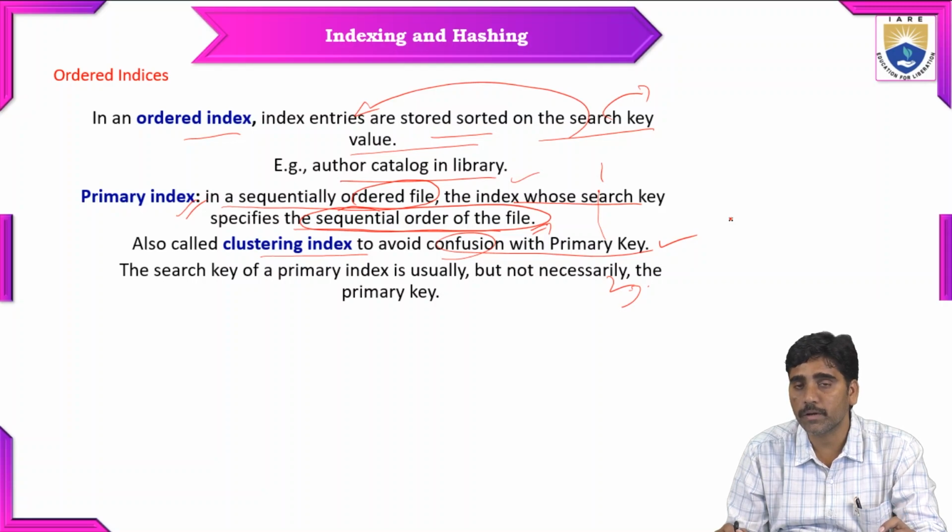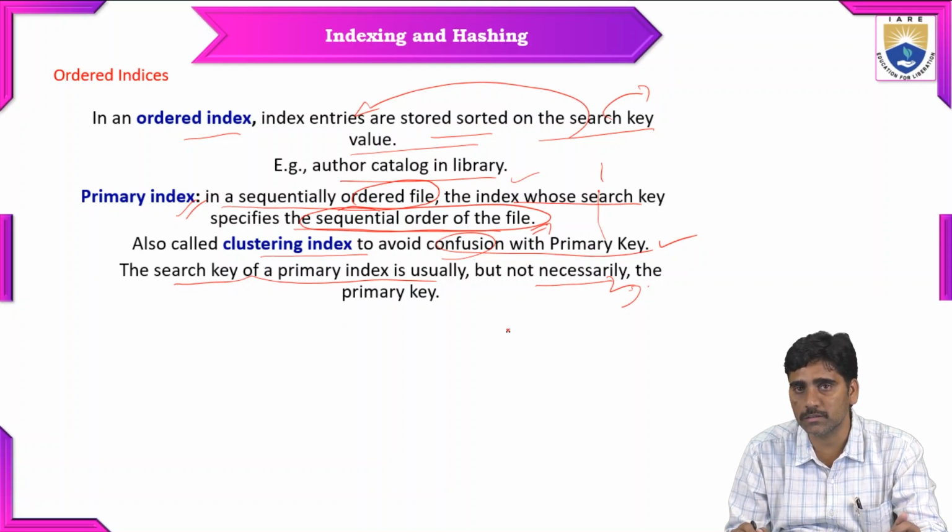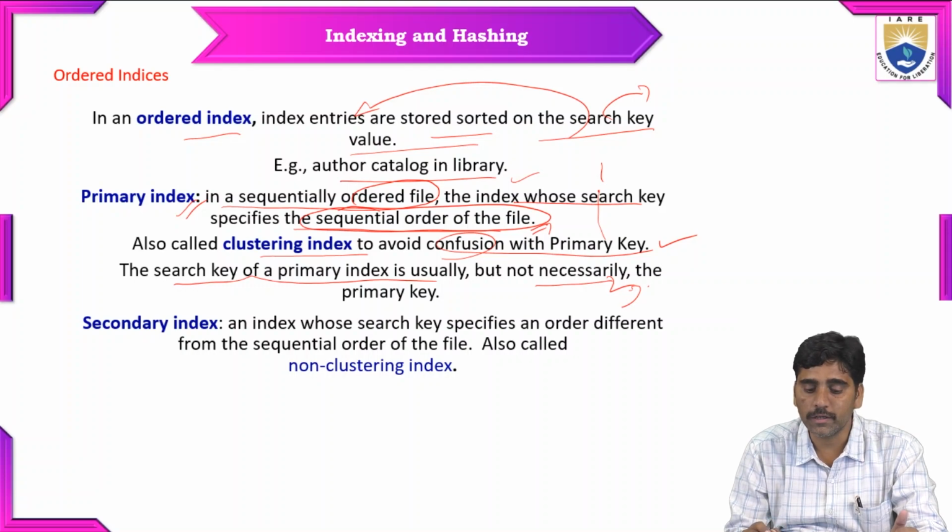The search key of a primary index is usually, but not necessarily, the primary key. While in a secondary index, the search key specifies an order different from the sequential order of the file. It is also called a non-clustering index.